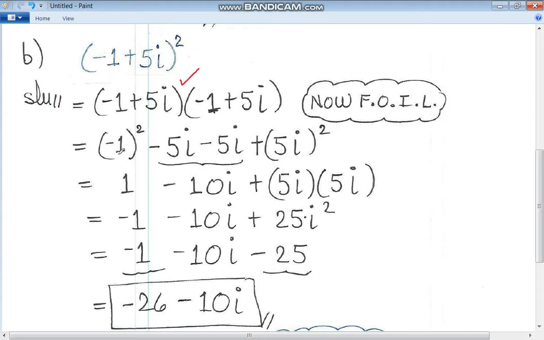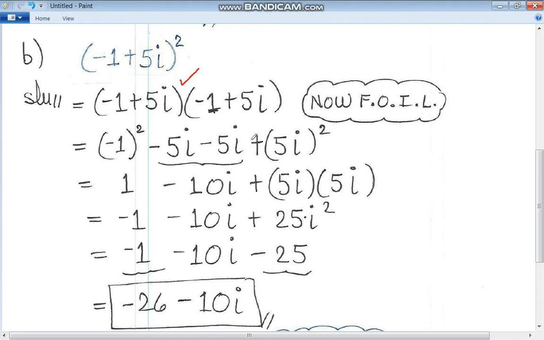First times first gives me -1 times -1, which is +1. Product of the outers, -1 times 5i is -5i. Product of the inners, +5i times -1 is -5i. Last times last is +5i times +5i, which is 5i squared. Now (5i) squared is 5i times 5i, so that's going to give us 25i squared.